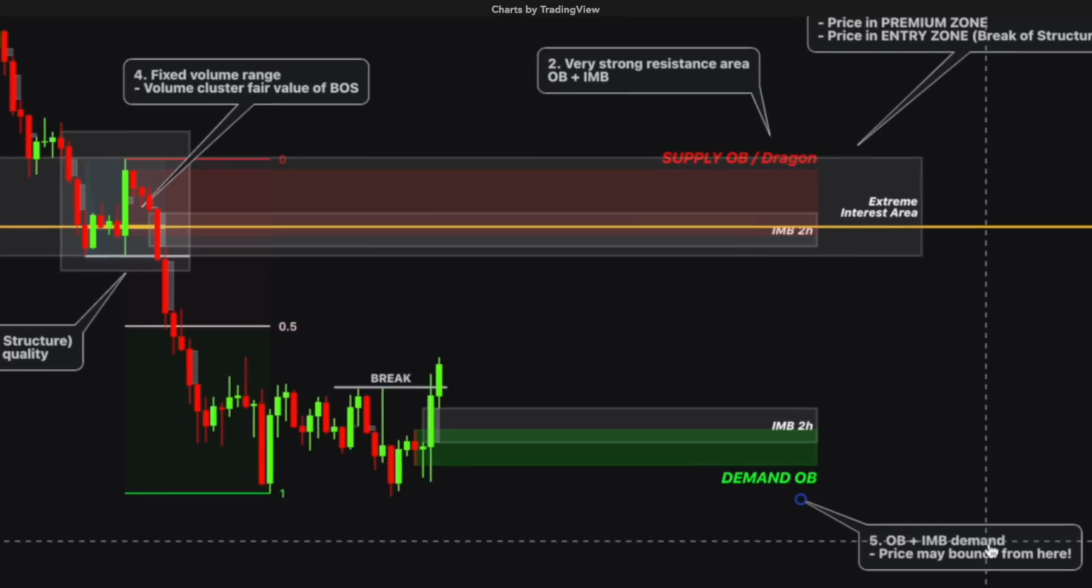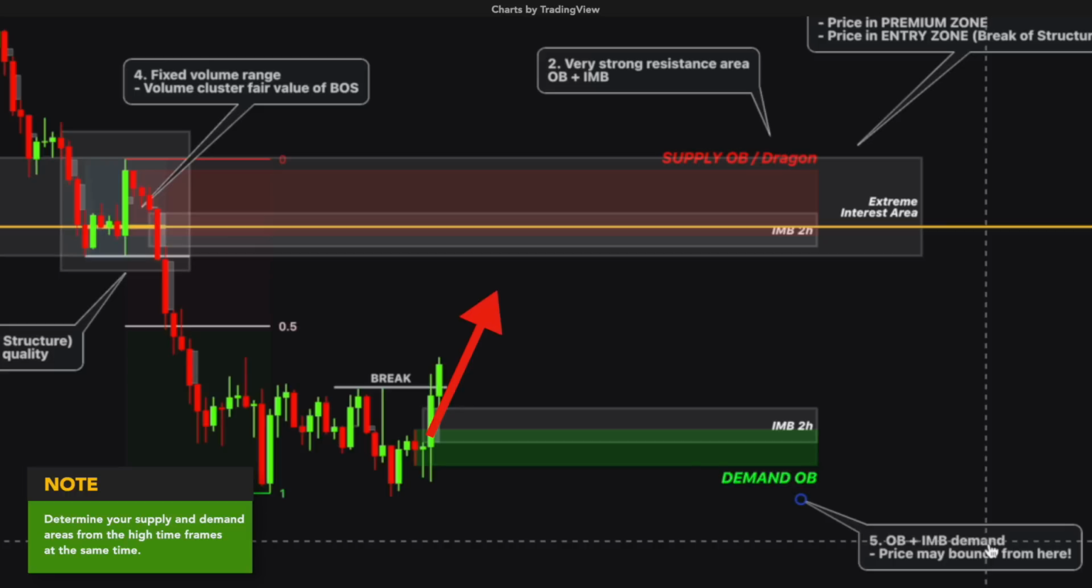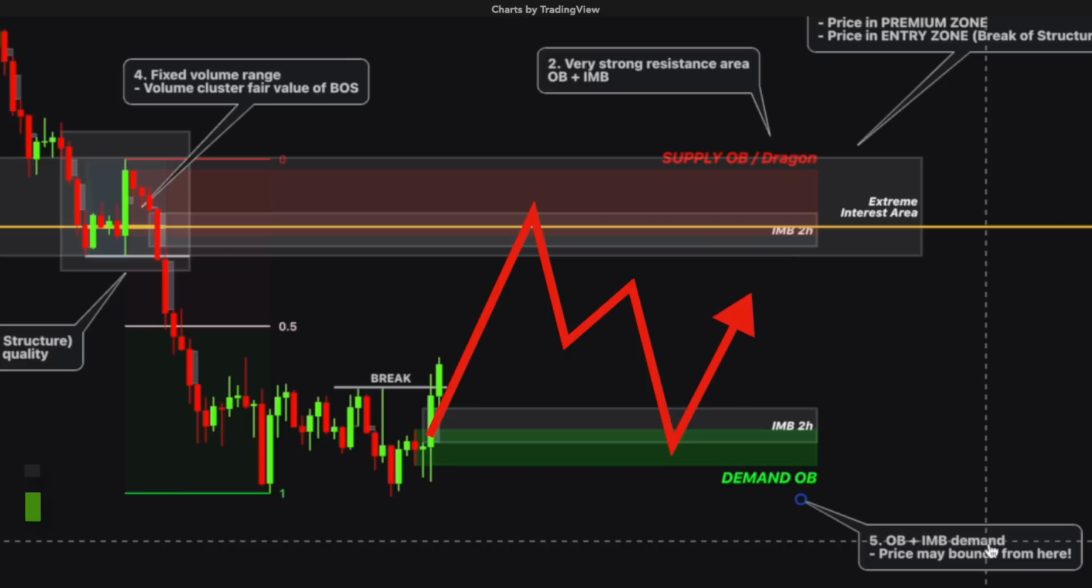Now, one of the first rules of avoiding losing money is determining your supply and demand areas at the same time. This way, you'll have an idea about where the price can bounce from, so you will not mistakenly short or long from these places.